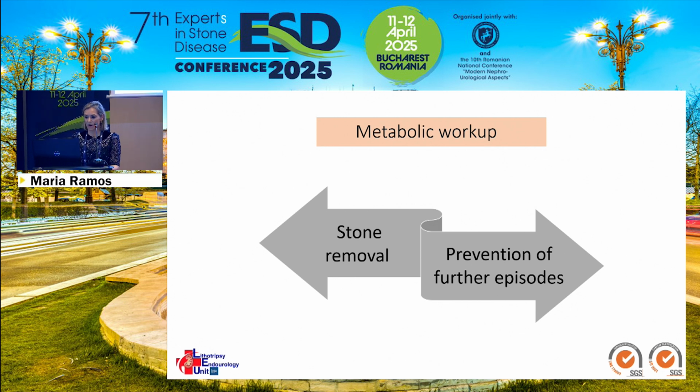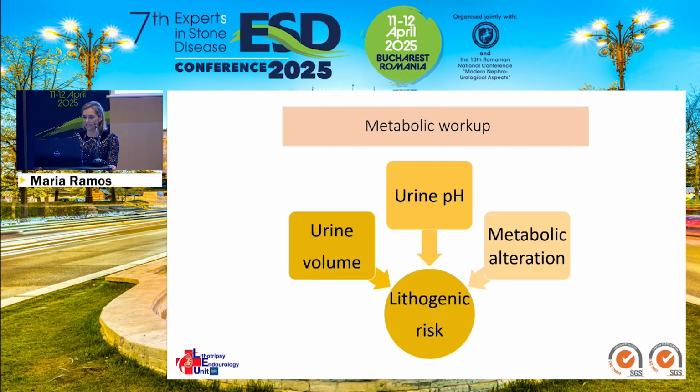So a metabolic workup lets us identify predisposing factors or diseases associated with urolithiasis. And the lithogenic risk of a patient is determined not only by the metabolic alteration, but also by urine volume and urine pH. In fact, the alteration most commonly found in our patients is low urine volume.